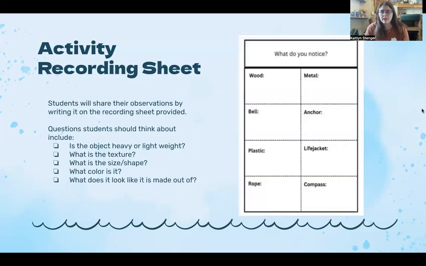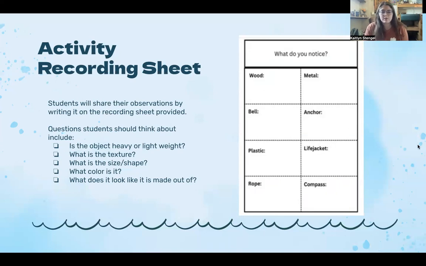This is the recording sheet that every student is given. Students will share their observations by writing them on the recording sheet provided. As it shows, if they go to the wood station, they're going to write down single-word or sentence characteristics for each item.